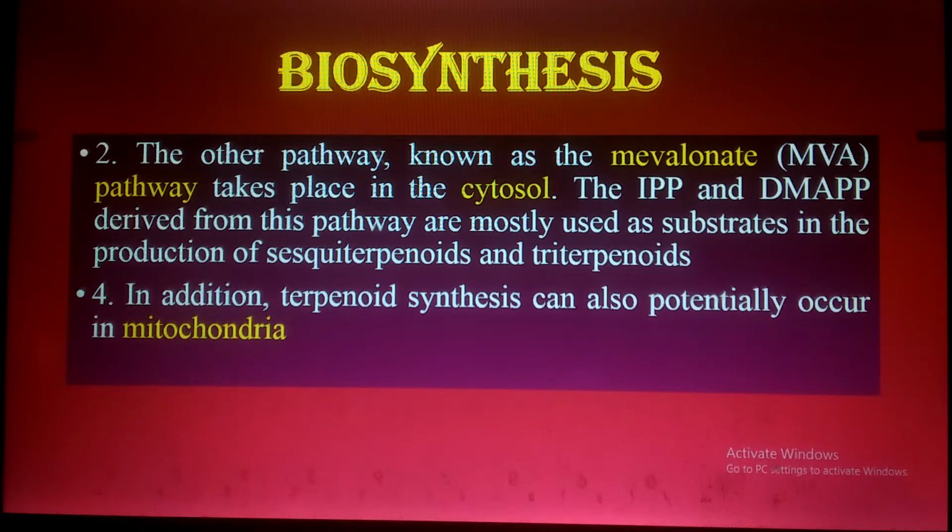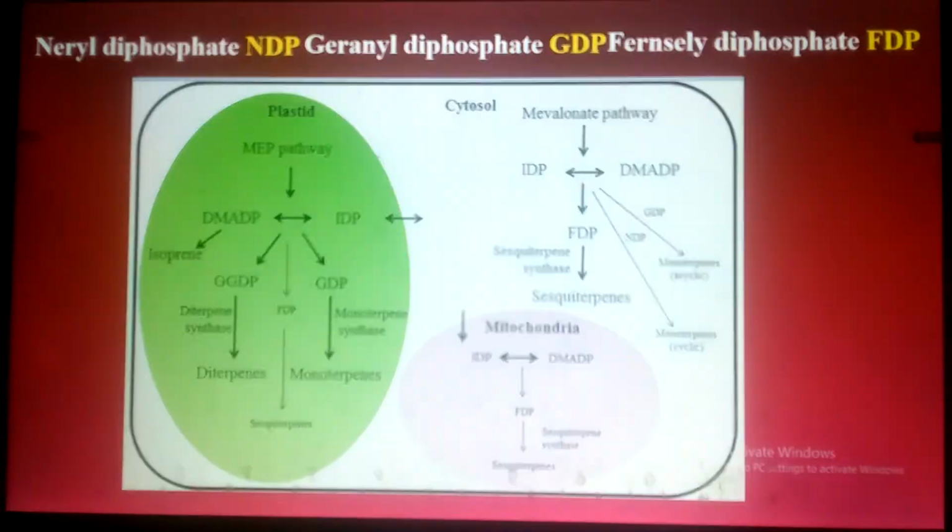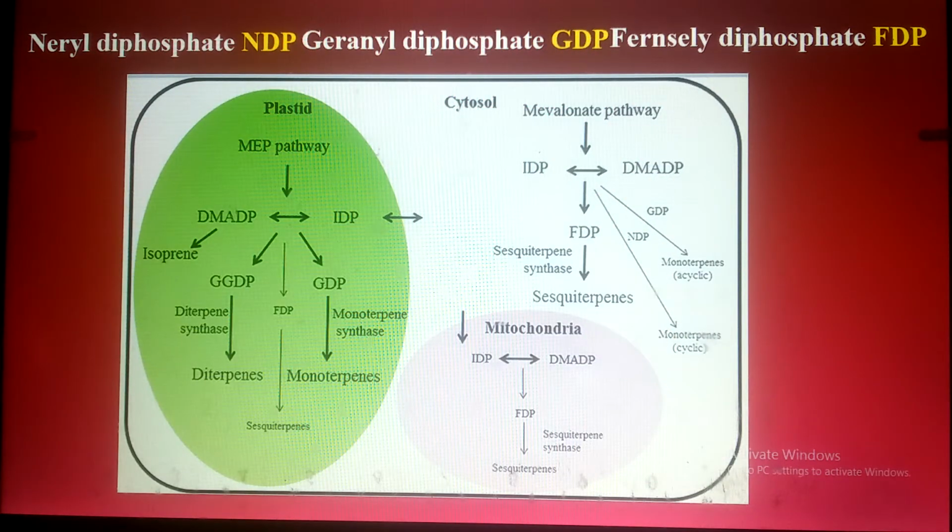Sesquiterpenoids and triterpenoids. In addition, there is another pathway which occurs in the mitochondria. So terpenoids can be synthesized in the plastids, in the cytosol, as well as in the mitochondria. So you can see here the three different pathways.